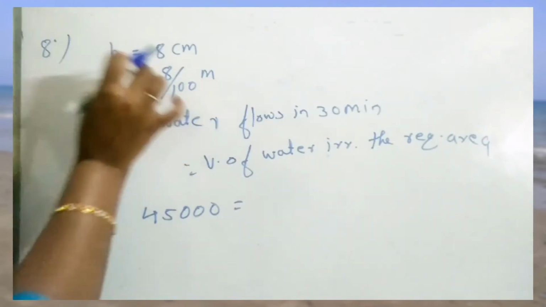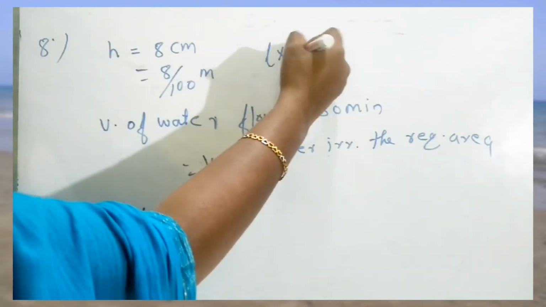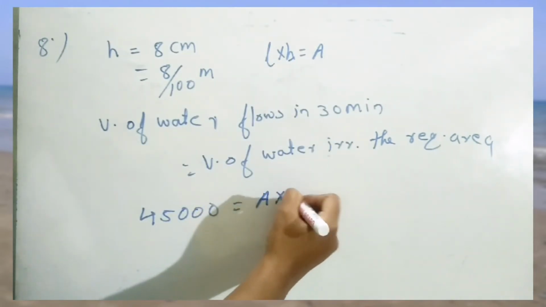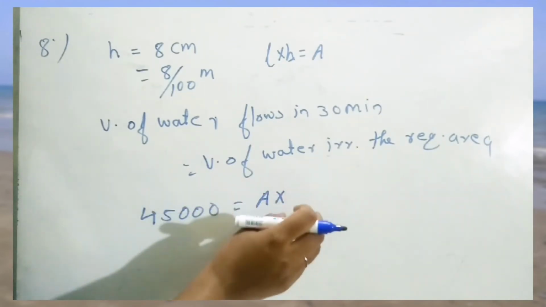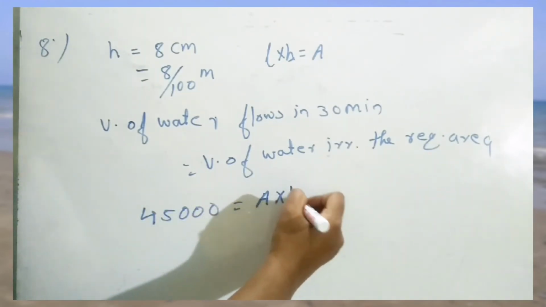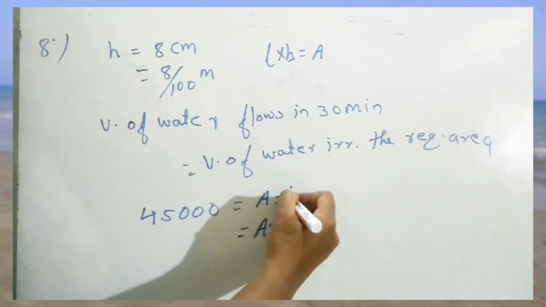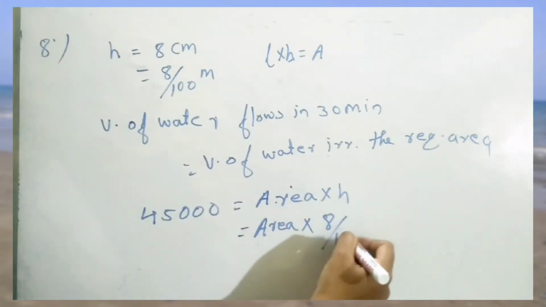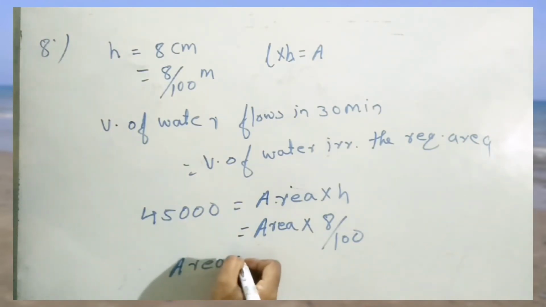In the second case we know the height, but we don't know the length and breadth. But length into breadth we can write as area. So the relation between volume and area is volume equals area into height, that is area into 8 by 100.